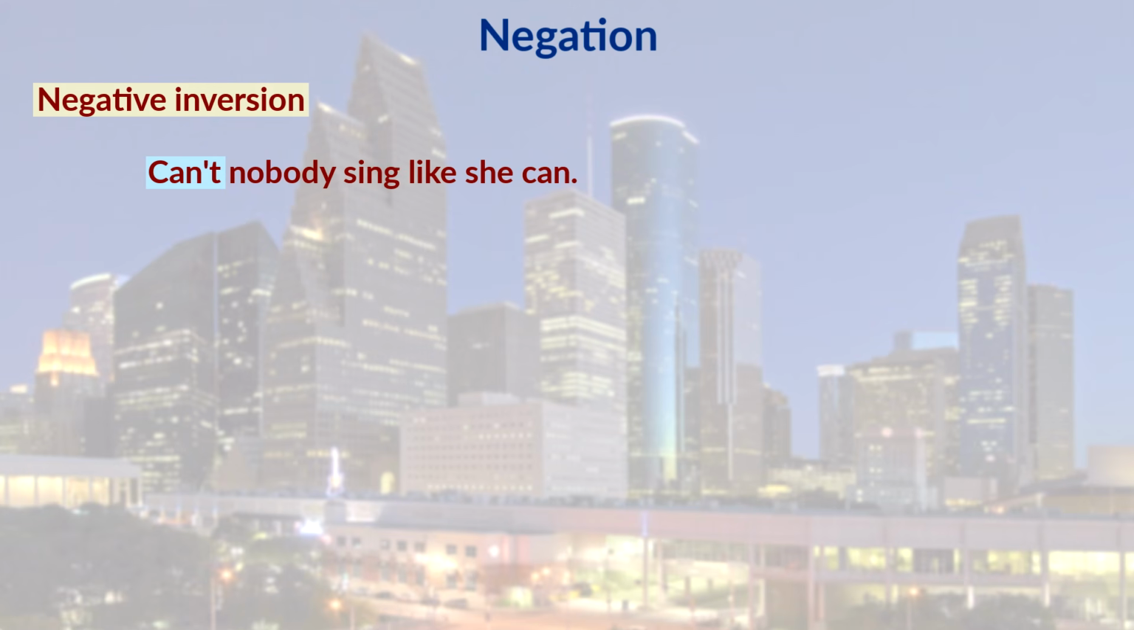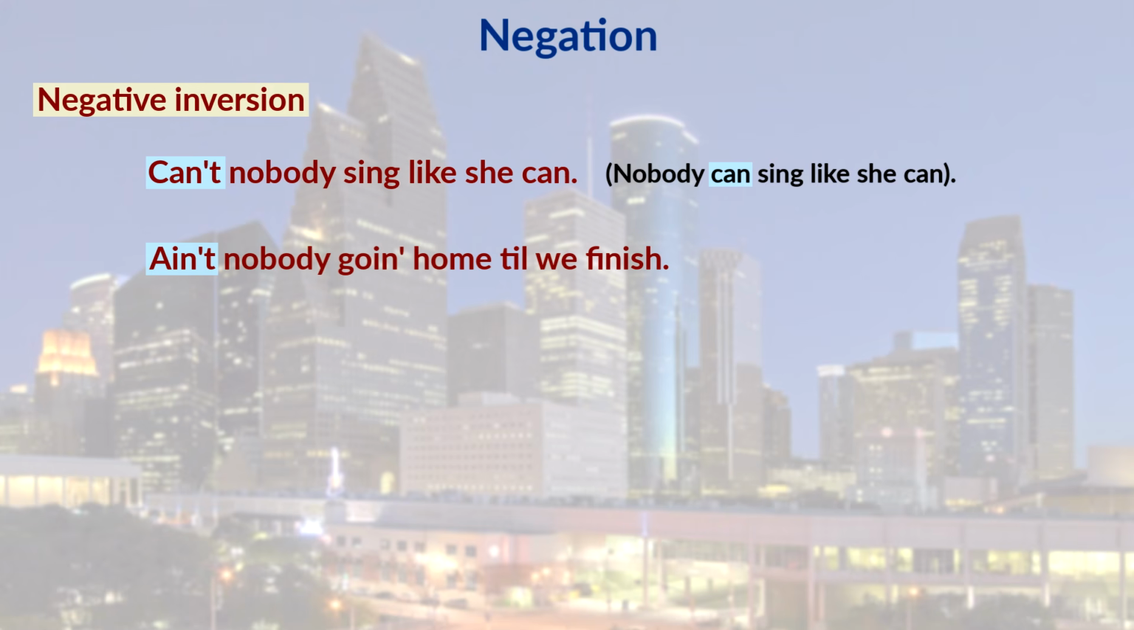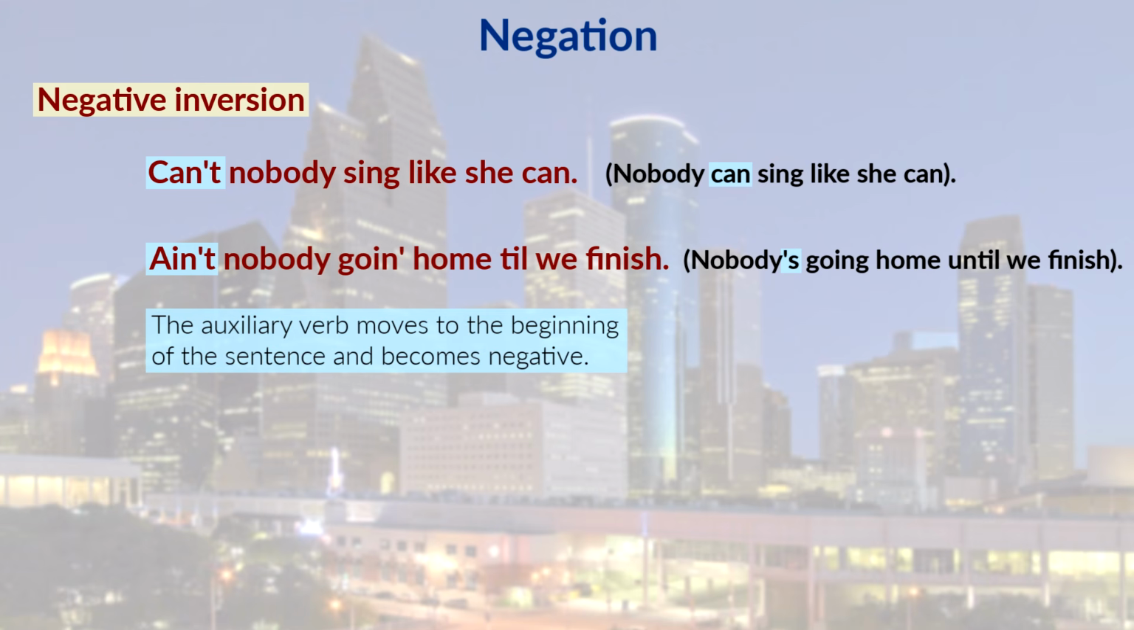Can't nobody sing like she can. In standard English, this would be, nobody can sing like she can. Ain't nobody going home till we finish. Nobody's going home until we finish. In this construction, the auxiliary verb moves to the beginning of the sentence and becomes negative.